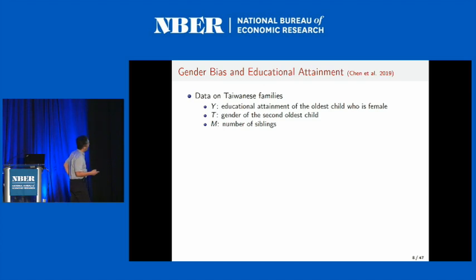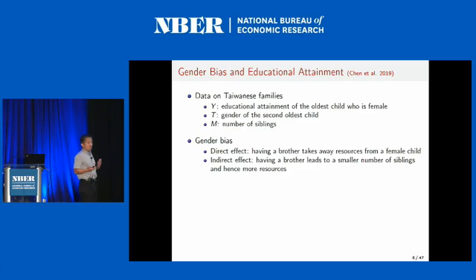Okay. All right, not many economists do mediation analysis, so I had a hard time finding one. But I found one in the Journal of Human Resources. There, Chen et al., the authors, had data on Taiwanese families. They are looking at the educational attainment of the oldest child who is female. And the treatment here is whether you have a brother or sister. In a society where boys are more preferred by certain families, having a boy might lead to fewer siblings. So the number of siblings is a mediator.